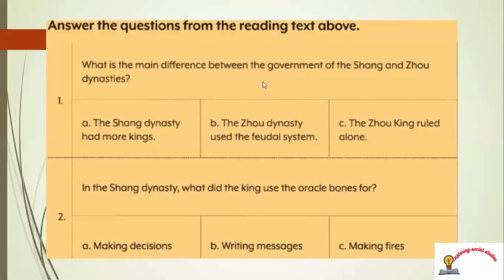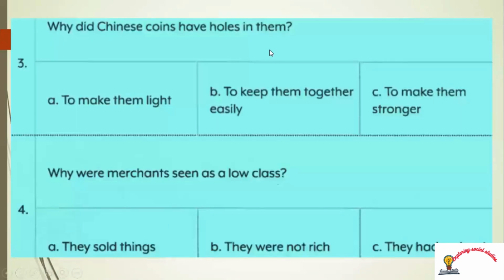Answer the questions from the reading text below. What is the main difference between the government of the Shang and Zhou dynasty? In the Shang dynasty, what did the king use the oracle bones for? Why did Chinese coins have holes in them? Why were merchants seen as a low class?